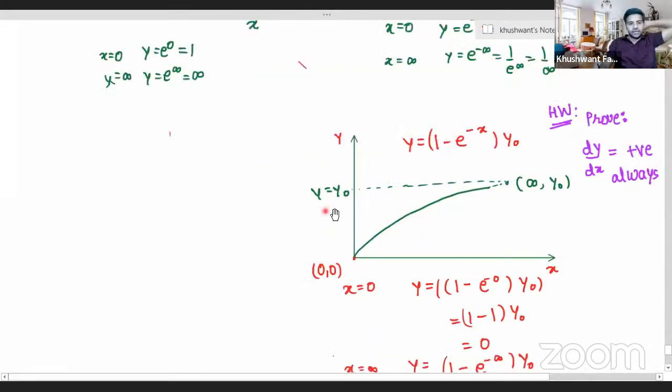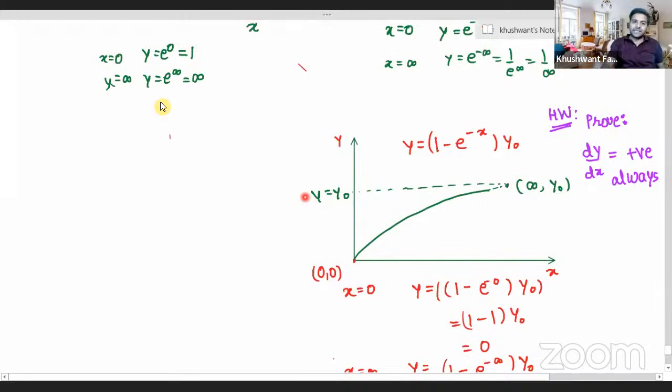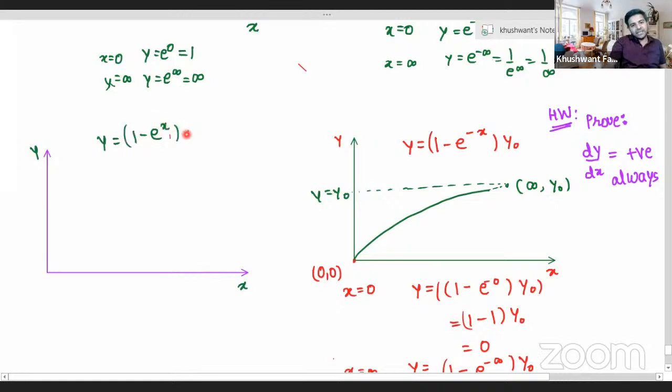Now one more curve, okay? I'm making you all practice. This practice is very important. Suppose there is one more curve that we want to draw. Makesh, are you ready? We'll draw this one with you. You're given the graph of y versus x, and y is given as 1 minus e power x into y naught. Over to you, Makesh.